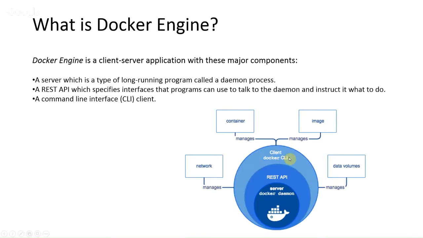So if you are running more than 2 nodes, in cluster environments, and managing a Docker cluster, this REST API is used. But if you are using it in a single environment, a single instance, you can use the Docker CLI.